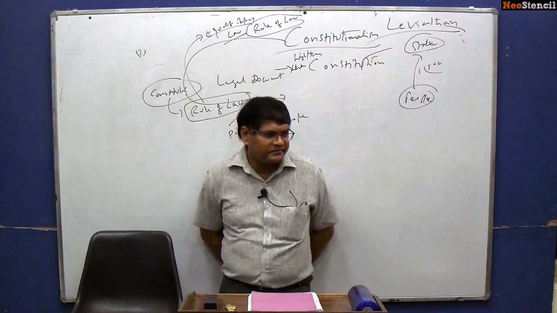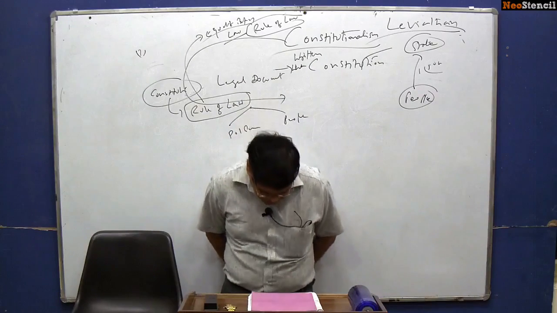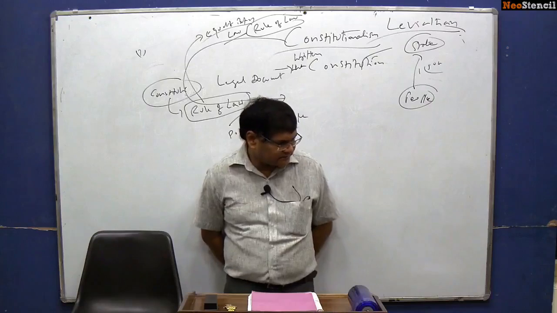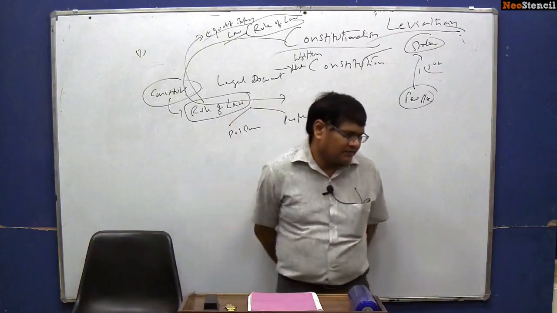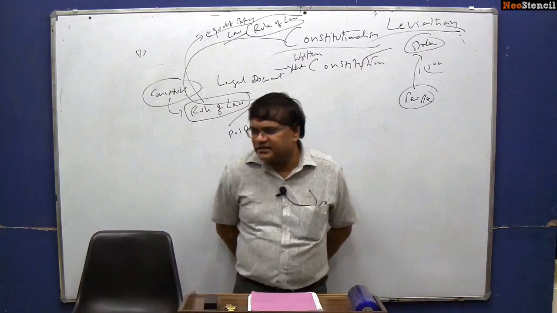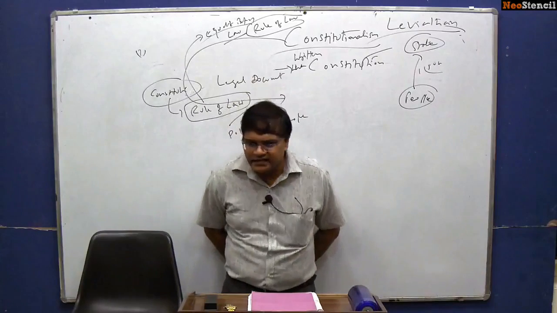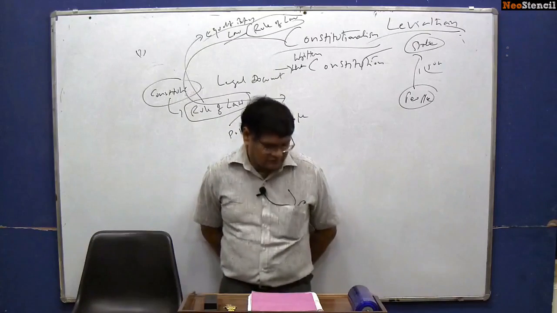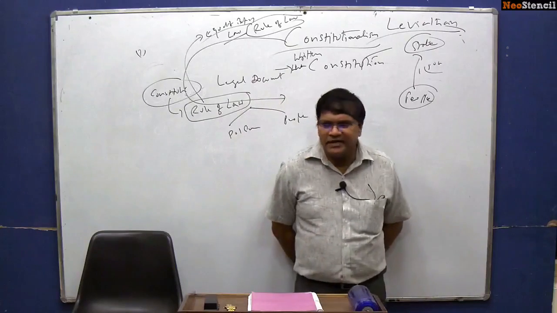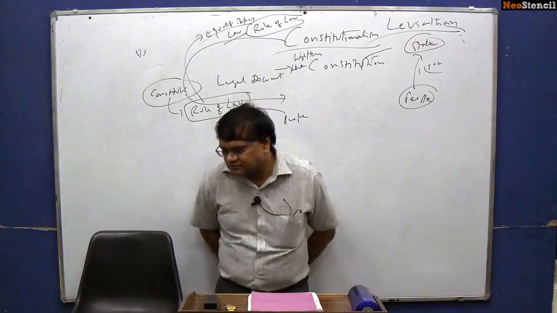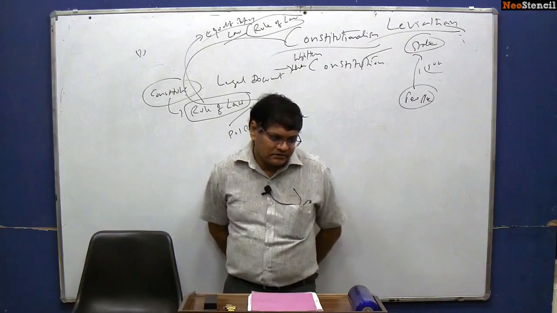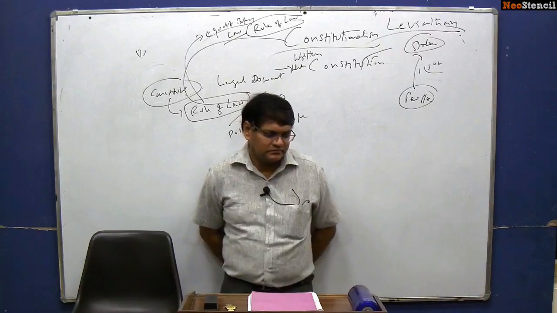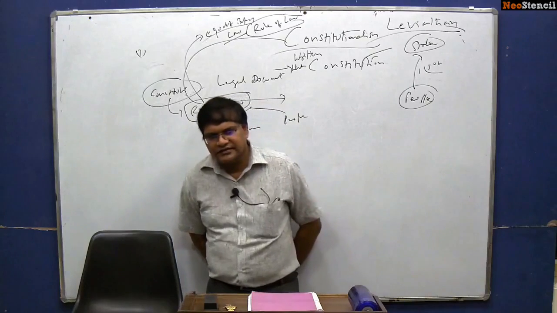the separation of powers. There must be clear-cut separation of powers between the three organs of the state. Third, independent judiciary. Fourth, judicial review.